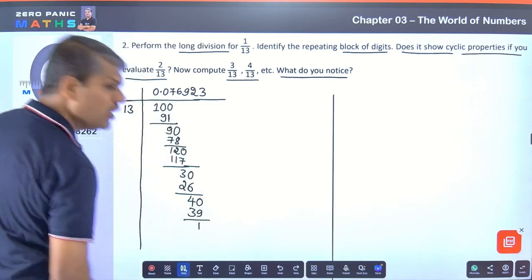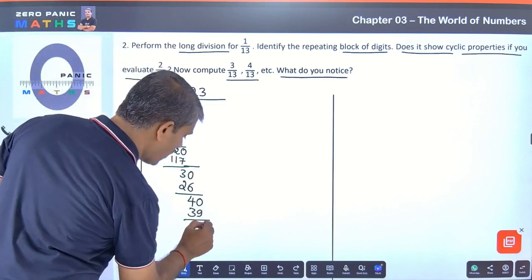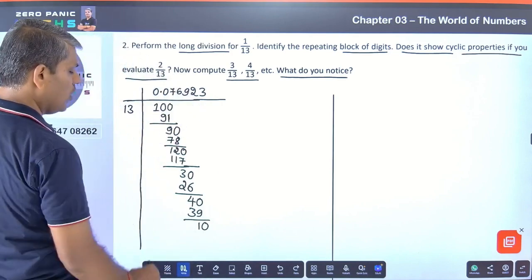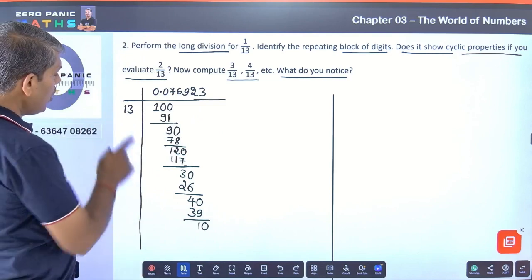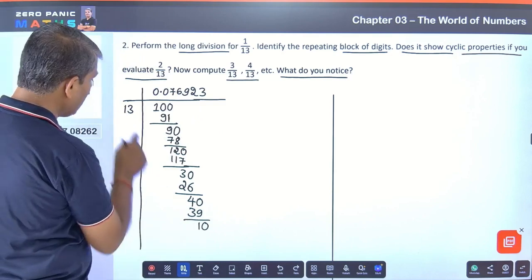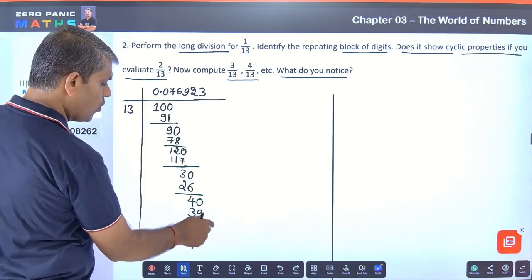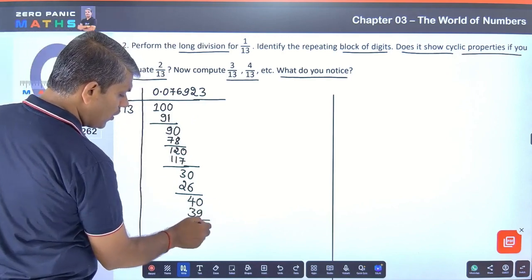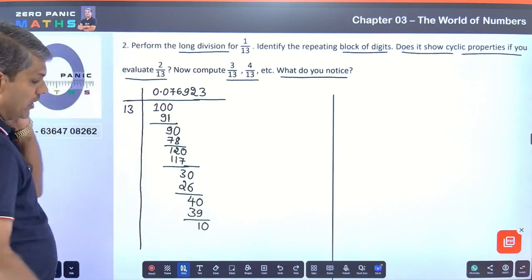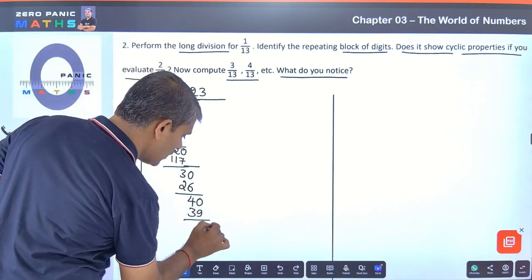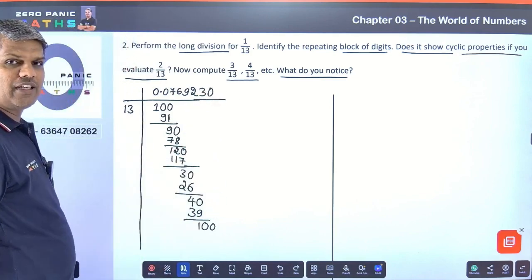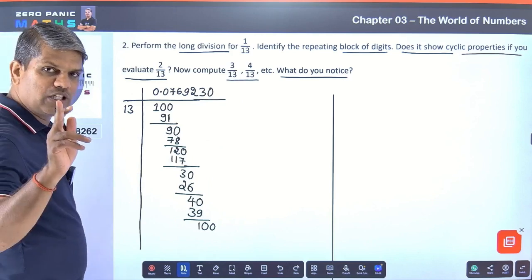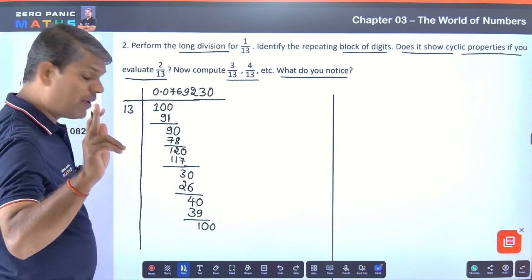I'm left with 1. With 1, I can borrow a 0, but 10 is less than 13 again. So to make 10 divisible by 13, I have to borrow one more 0, but I have already borrowed the default 0 here. So to borrow a 0 here to make it 100, I'll have to borrow a 0 again here in the quotient. You understood this point? This step is very important.